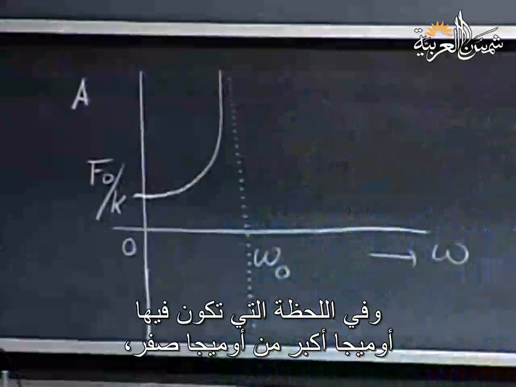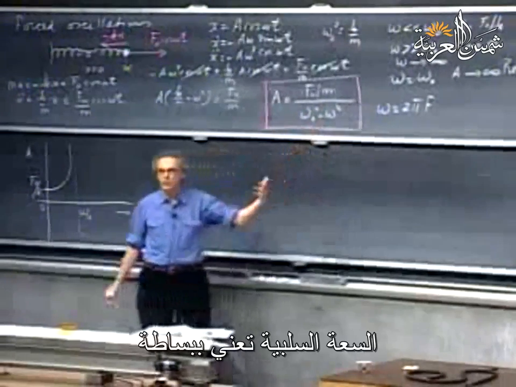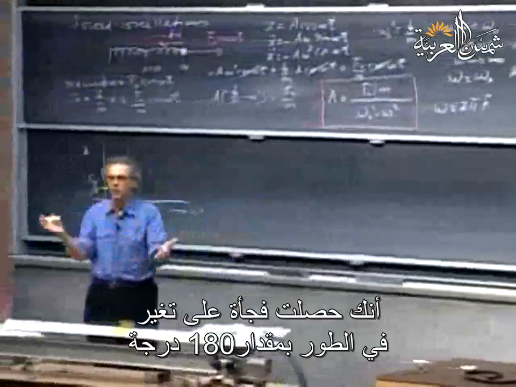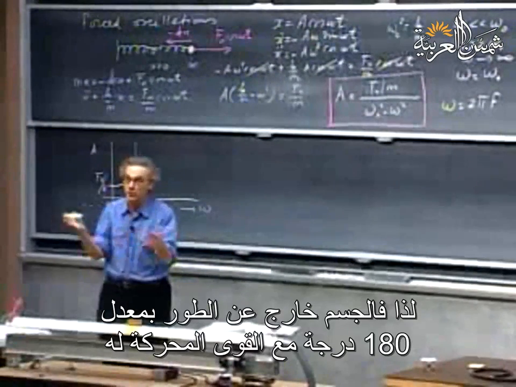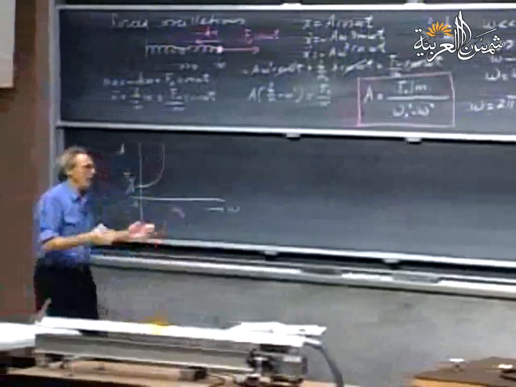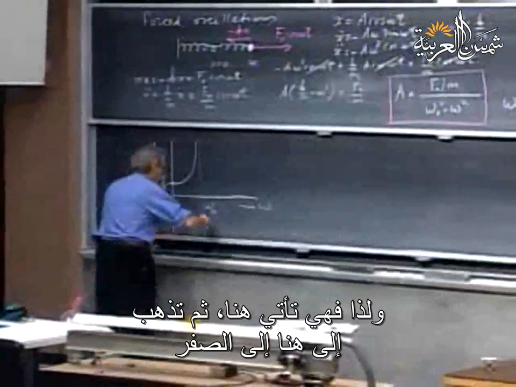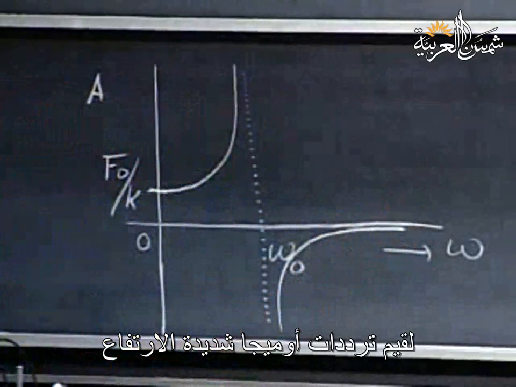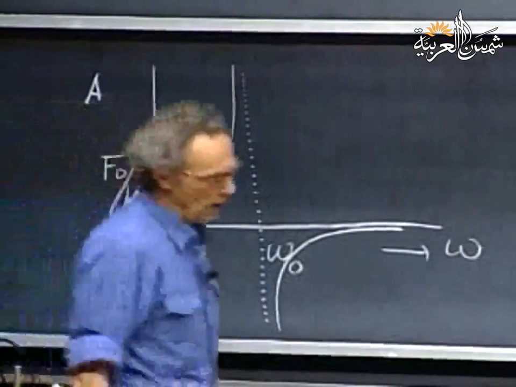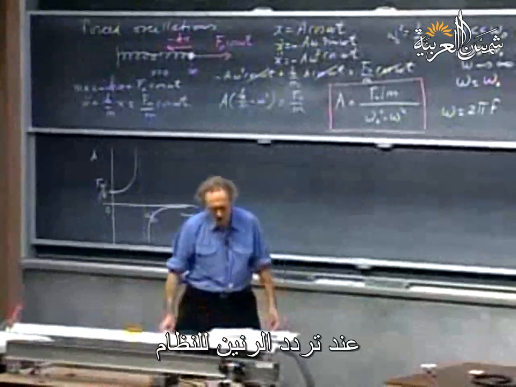The moment that omega is larger than omega 0, notice that the amplitude becomes negative. A negative amplitude simply means that you get all of a sudden a phase change of 180 degrees. So the object is 180 degrees out of phase with the driver. I will not expand on that too much today, but it is negative, and so it comes up here, and then it goes to 0 for very high frequencies of omega. So something very spectacular is going to happen at the resonance frequency of the system.